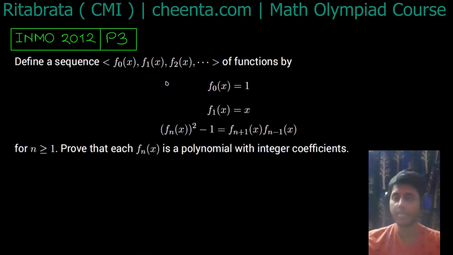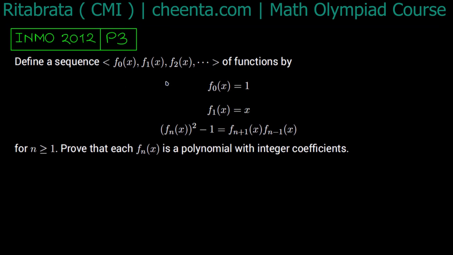So let's begin. We define a sequence of functions by f_0(x) is 1, f_1(x) is x, and (f_n(x))^2 - 1 = f_{n+1}(x) f_{n-1}(x) for n greater than or equal to 1. I have to prove that each f_n(x) is a polynomial with integer coefficients. So let's begin.